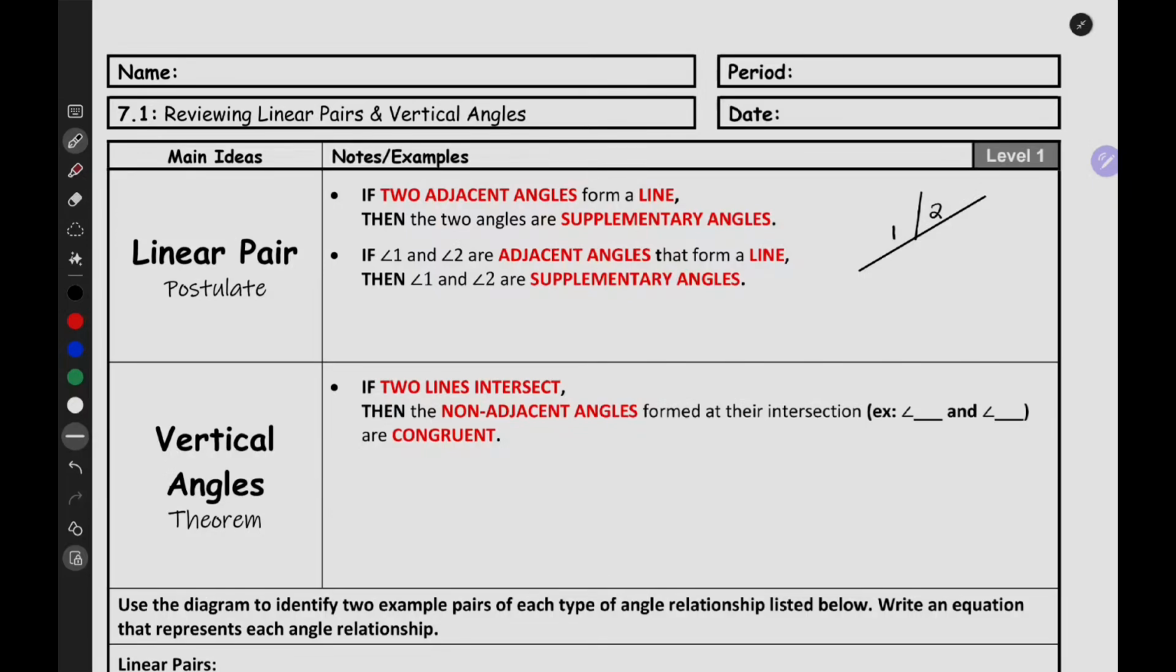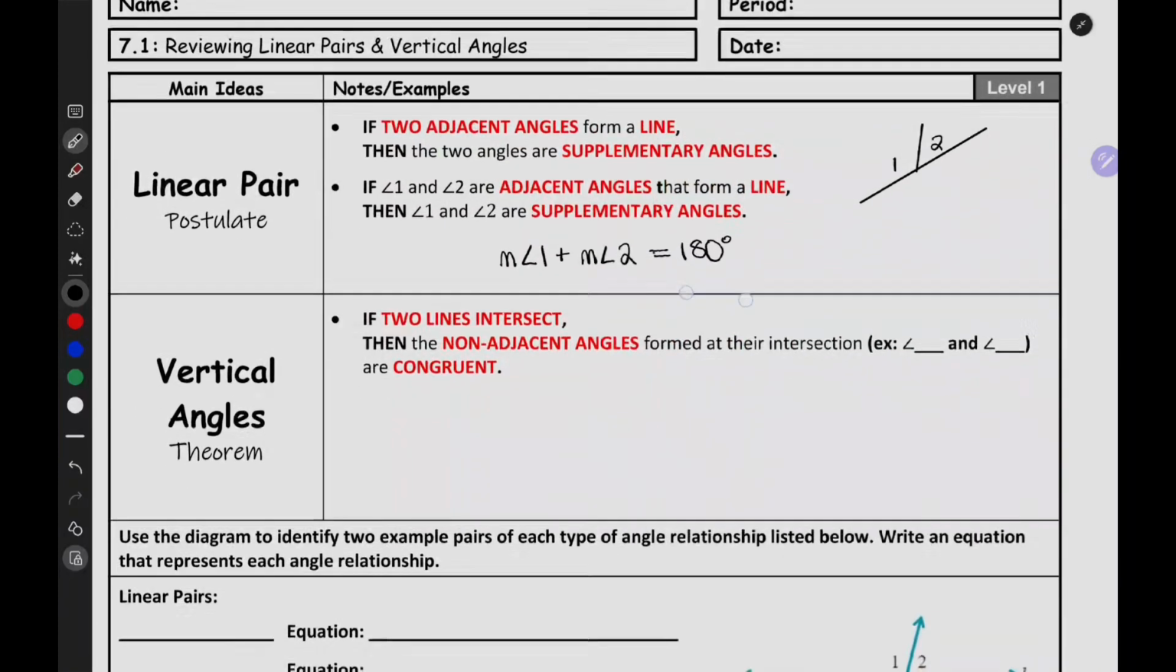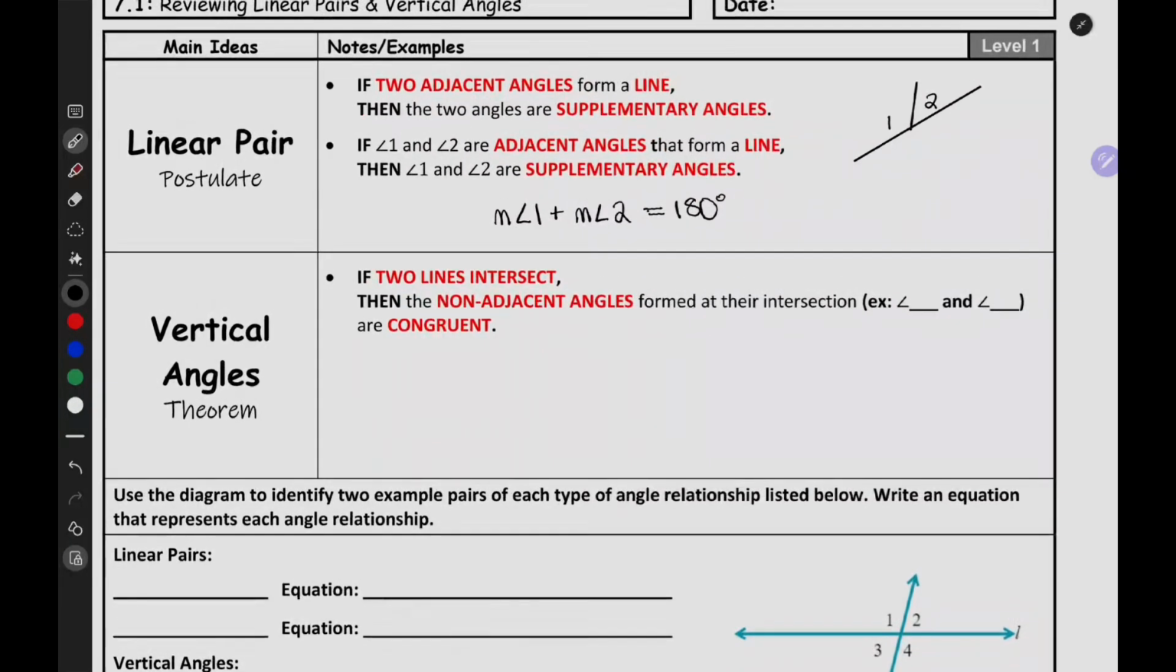In this case, angle 1 and angle 2 are adjacent angles. They share this side. That makes them adjacent. And they form a line. So they are supplementary. So we can say that the measurement of angle 1 plus the measurement of angle 2 equals 180 degrees. And that exists no matter how these two angles form that line or their relationship to each other. They're going to add up to 180 degrees.